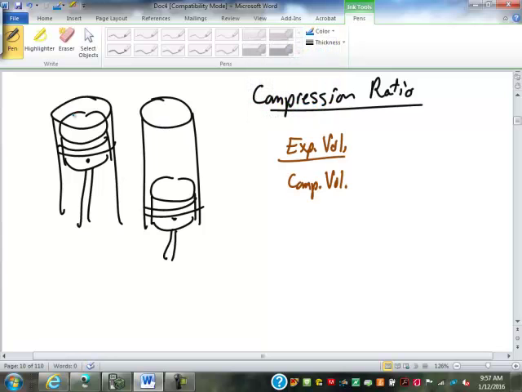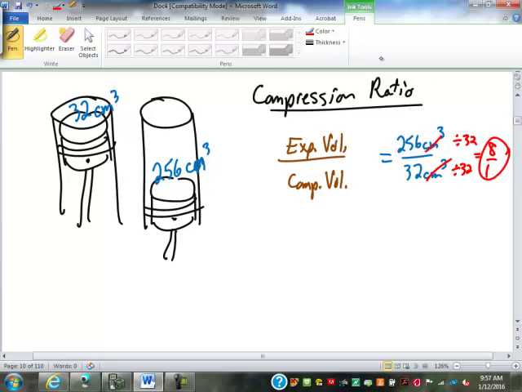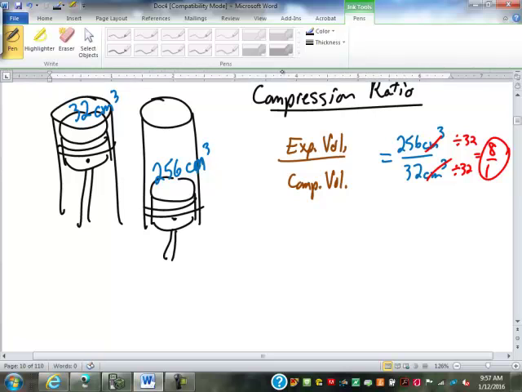So let's say that this here is 32 cubic centimeters. This is 256 cubic centimeters. Which one's the expanded volume? 256. Compressed? 32. And of course, the cubic centimeters divide out. 256 and 32 both can be divided by 32. That gives me an 8-to-1 compression ratio. What do you think? Good stuff?